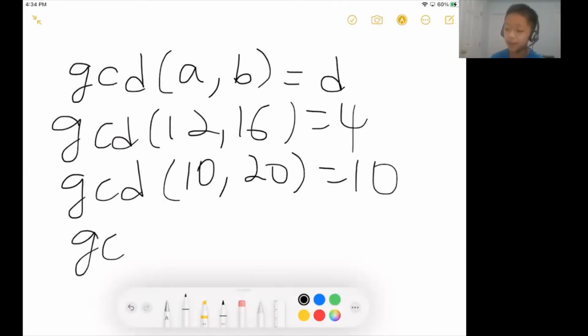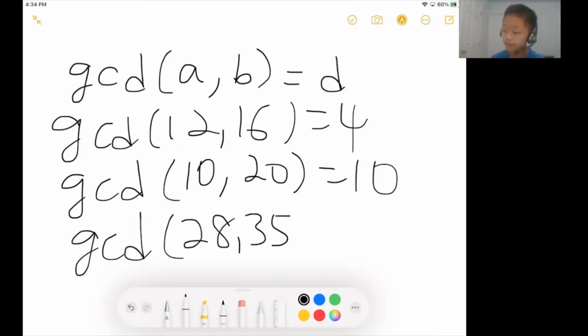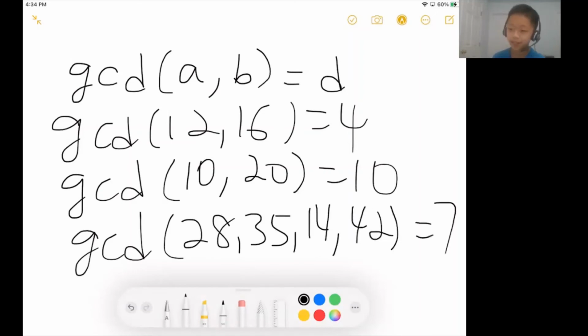And just know that you don't just have to have the greatest common divisor of only two numbers. You can have multiple numbers. For example, if you have the numbers 28, 35, 14, and 42, this would be 7, because 7 is the largest positive integer that's a factor of 28, 35, 14, and 42.